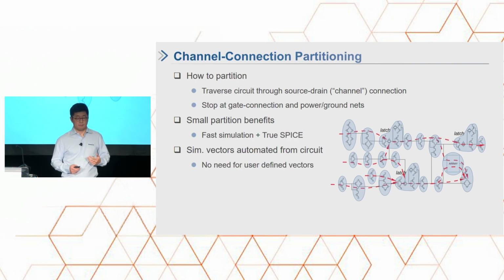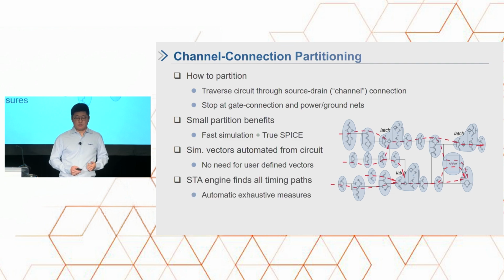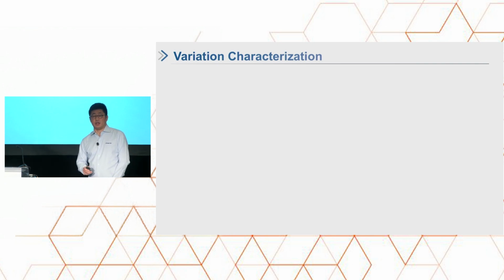So the result is we don't need the user to provide the top level stimuli like the dynamic methods. And eventually we can use the STA engine to find all timing paths. This is a well-solved problem. So that's the benefits. Now let's move on to another topic, which is variation characterization.